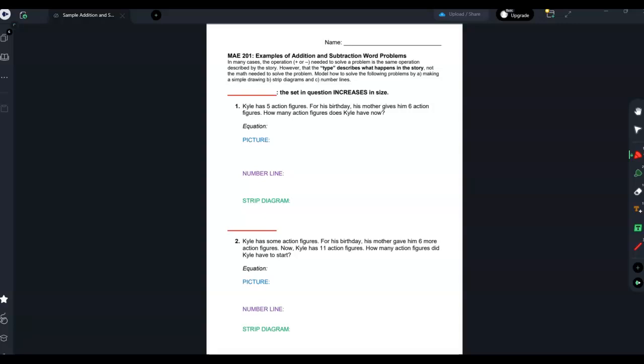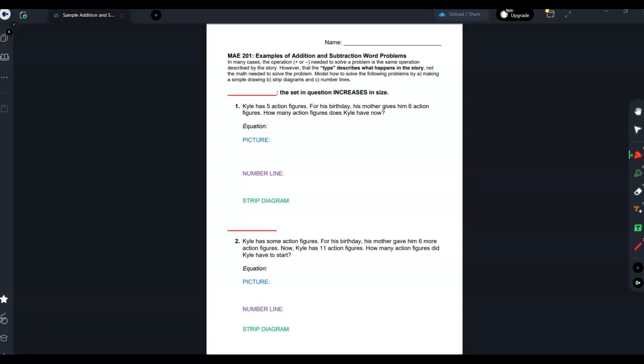So when we identify the type or the model, that might be the same operation. So like, for example, if it's an add to problem, it might mean that you're adding, but remember that the type describes what's actually happening in the story, not the math that's happening, not what you need to do to solve the problem. And the same thing with your setup equation. So we might have an addition setup equation, but we might have to solve with subtraction, or vice versa. We might have a subtraction setup equation, but we might have to solve with addition.